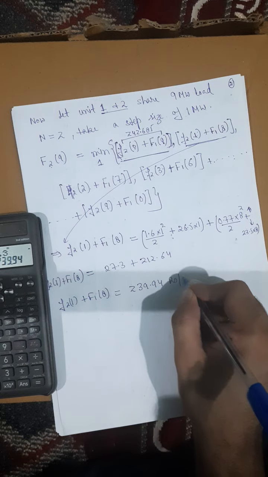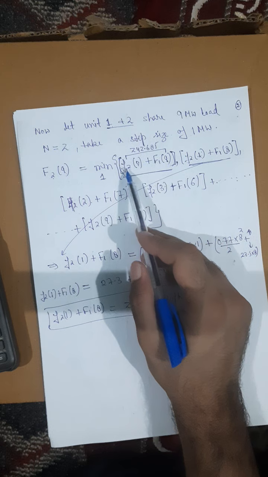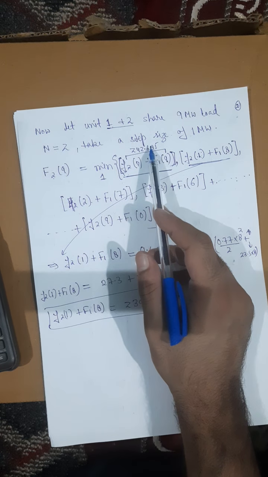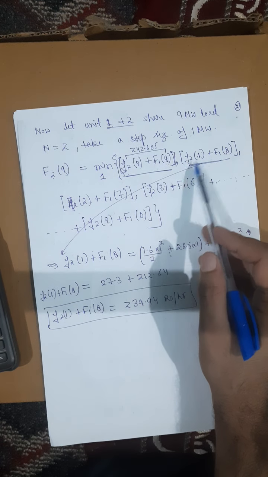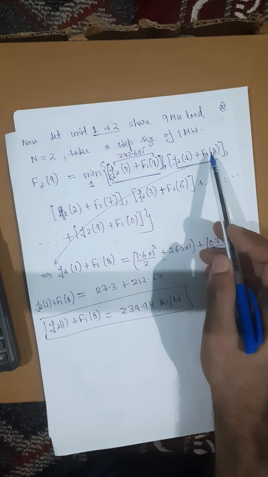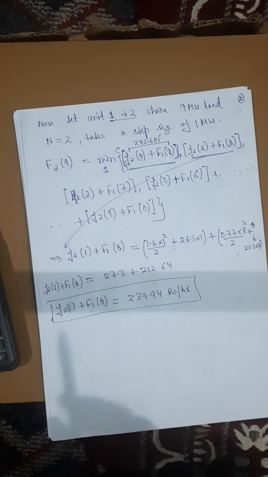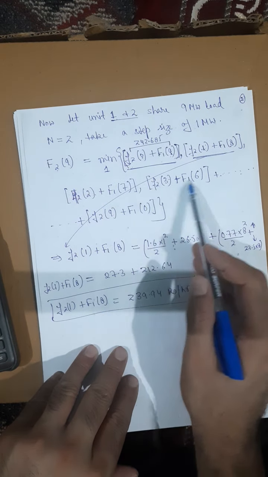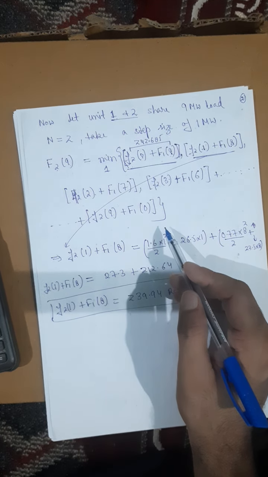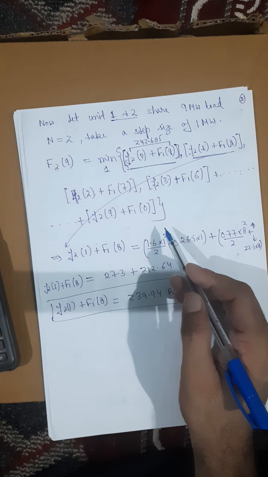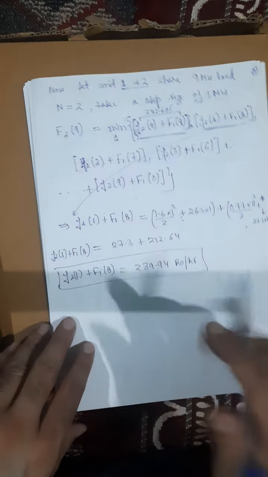239.94 rupees per hour. So tell me, if you talk about the first combination, when second unit was taking 0 and first unit was taking 9 megawatt, then I calculated for the second case when second unit was taking 1 and first unit was taking 8. Similarly, I will calculate for all the cases. Then I will see which combination is feasible. Feasible means where the cost of generation is minimum.